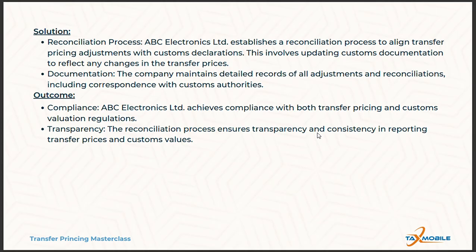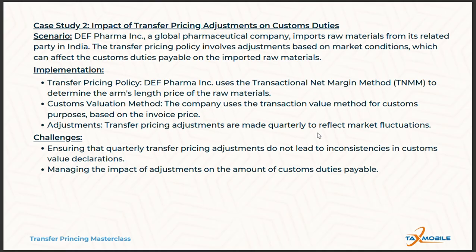ABC establishes a reconciliation process to align transfer pricing adjustments with customs declarations. The company also maintains detailed records and communicates regularly with customs authorities. By doing this, ABC achieves compliance with both transfer pricing and customs valuation regulations and ensures transparency and consistency in reporting. So let's look at another case study.